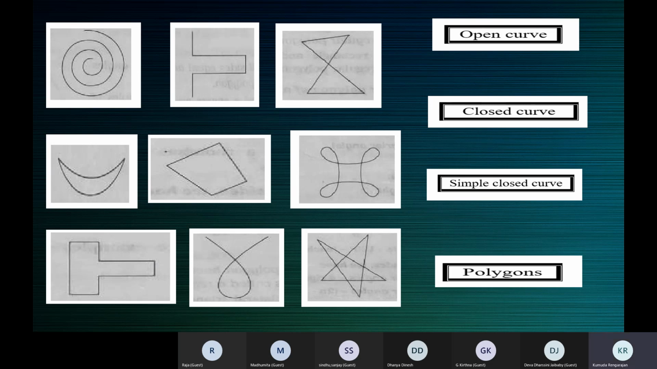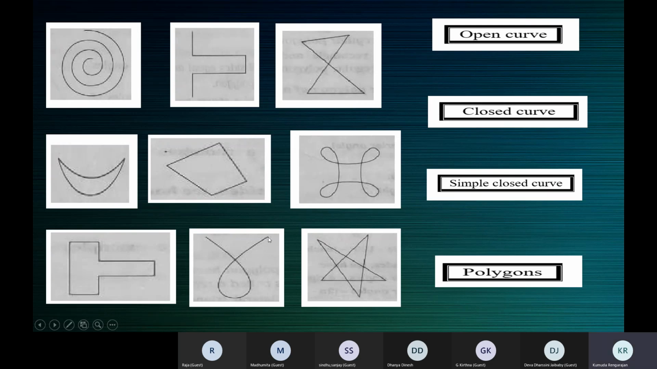It's an octagon. It has 8 sides. Now this one, children. The next one. Is it a curve? Yes, ma'am. It's a curve. You can sketch it without lifting the pencil. You can do this without lifting the pencil like this.